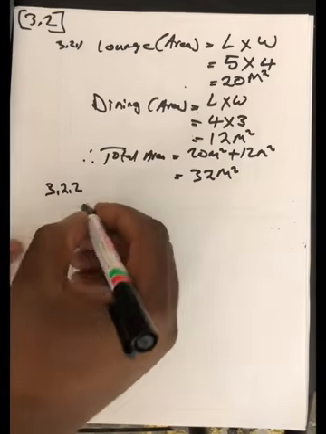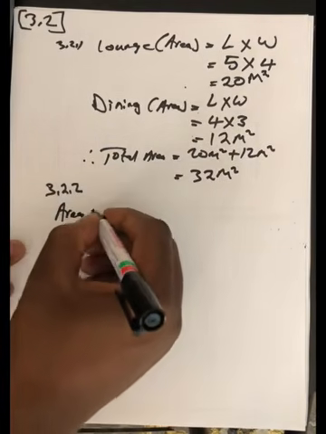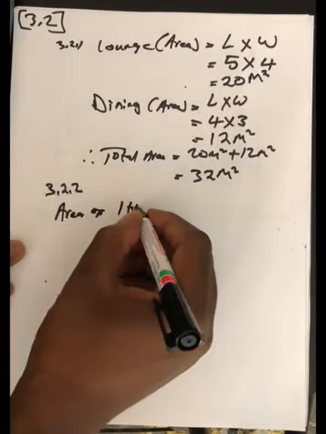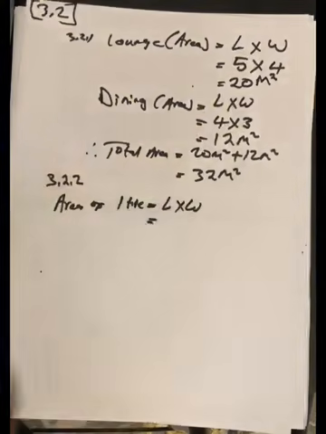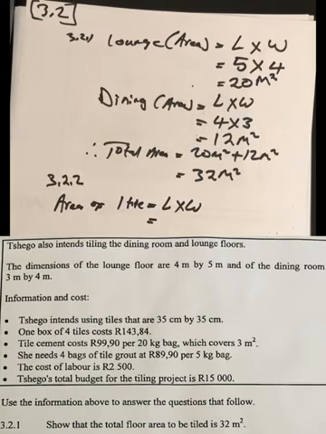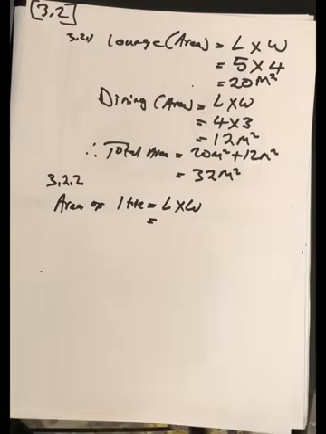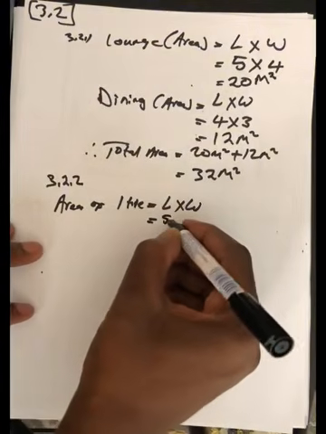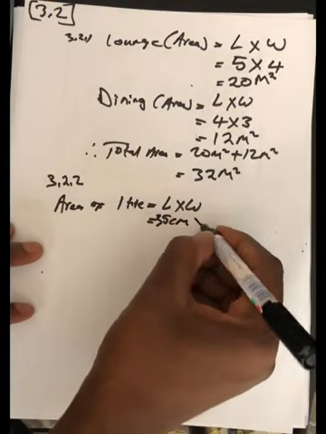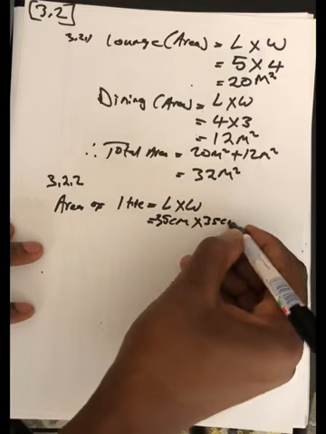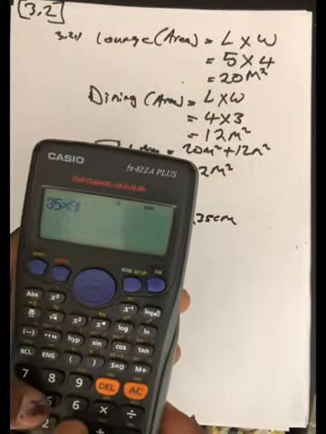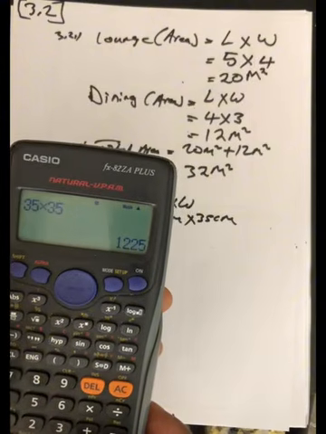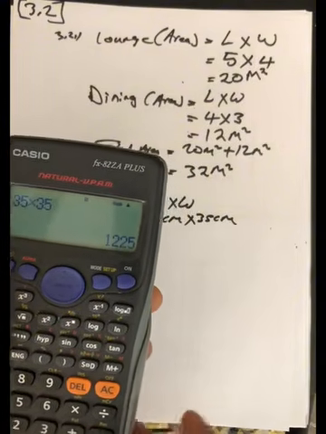Area of one tile. Area of one tile is going to be length multiplied by width also. So let's look at the dimensions of the tile: 35 multiplied by 35. I hope you can see where I'm getting this from. 35 centimeters multiplied by 35 centimeters. And then 35 multiplied by 35 is 1,225 centimeters squared.